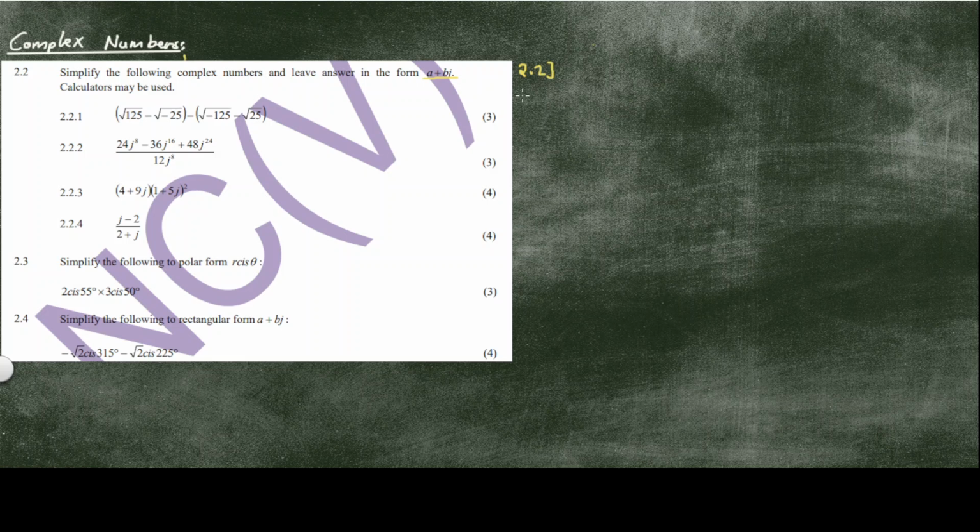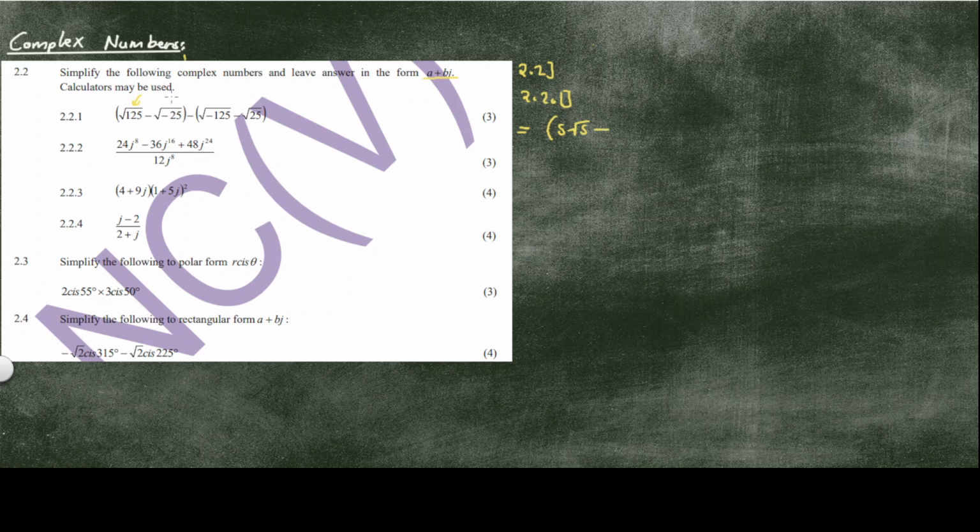So 2.2.1. You know what? Let's do this one together. All right, so what do we do with the first term inside the bracket? The square root of 125. I'm getting 5 root 5. Yeah, it's 5 root 5.